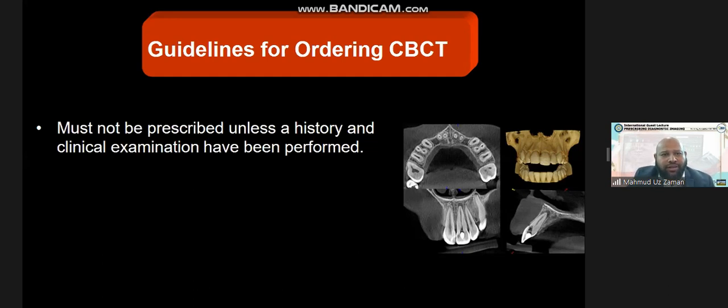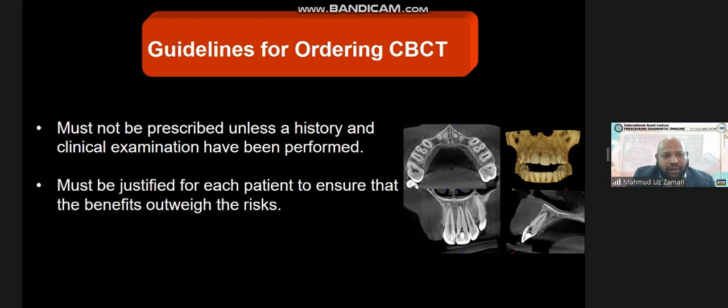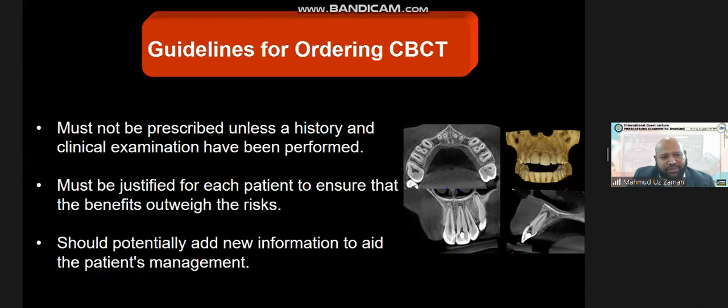Sometimes in a simple third molar extraction, which is not very near to the maxillary sinus, tuberosity, or inferior alveolar canal, we don't allow this patient to be exposed for CBCT. So it is very important to have the previous clinical examination and history of the patient for ordering the CBCT. And as we mentioned, it must be justified for each patient, to ensure that the patient will benefit from it despite the risk of ionizing radiation.